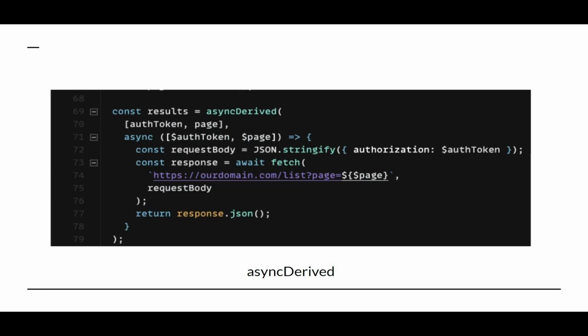In this example, if we write to the page store whenever the user changes pages, we will automatically make a new network request that will update our results store. As ever, this store includes a load function we can await to ensure this store and any loadable parents have finished fetching data.